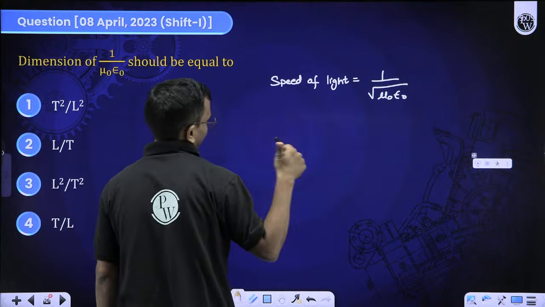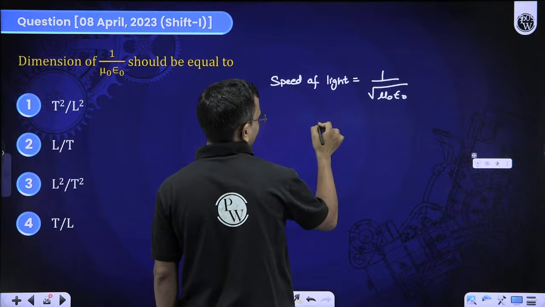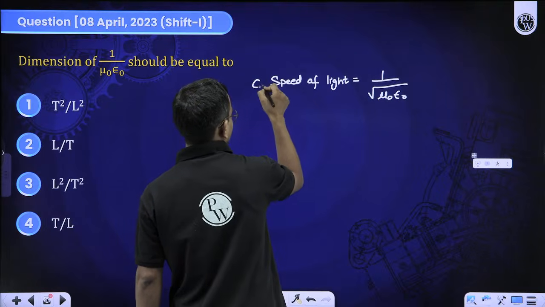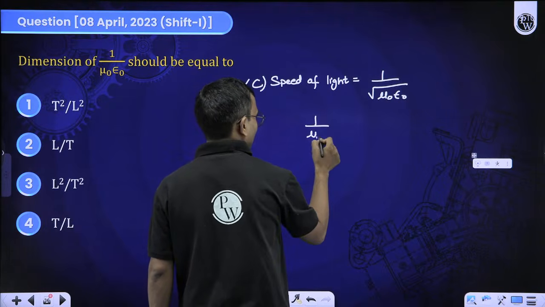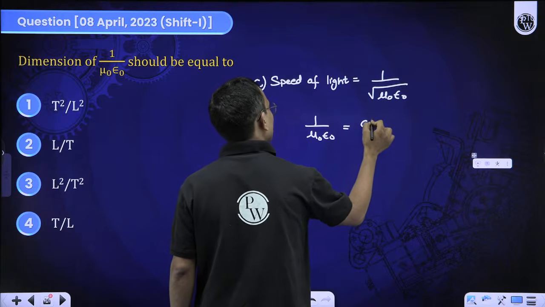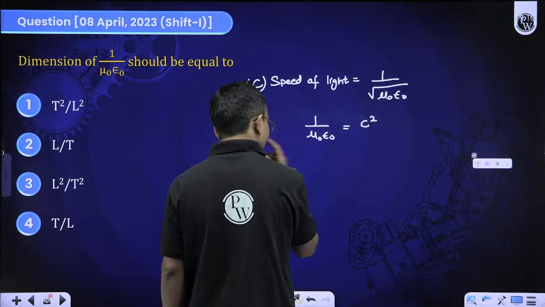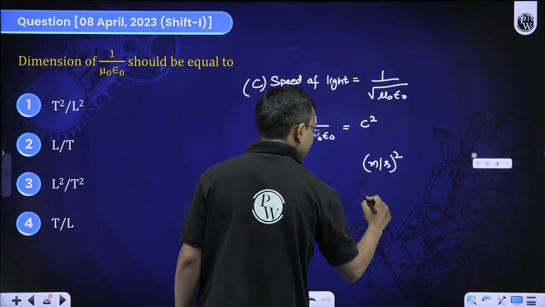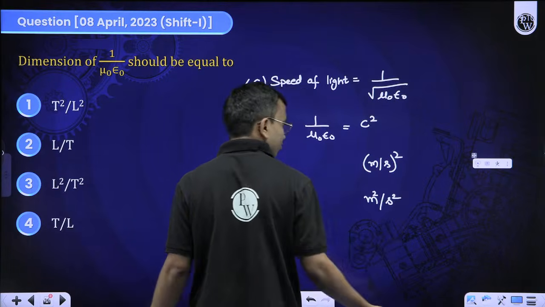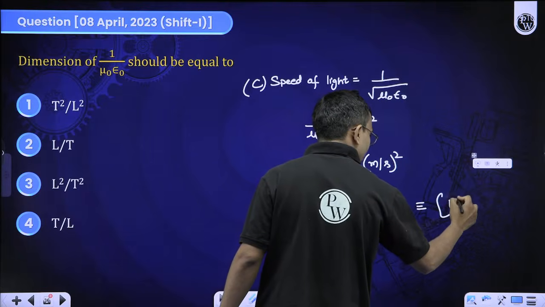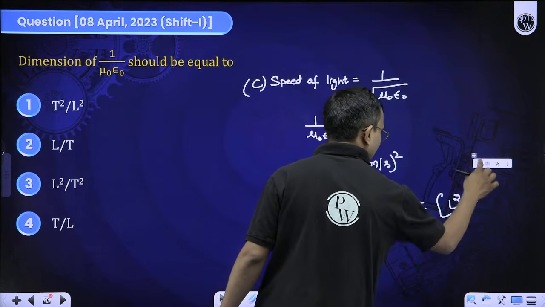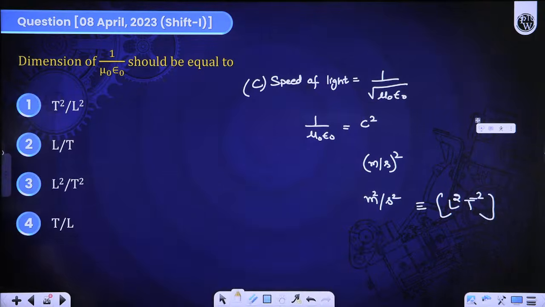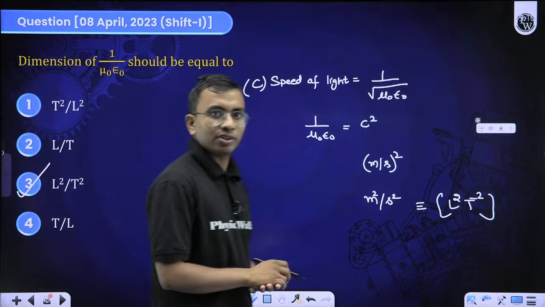Yes, you are correct. So from here, if I write 1 by mu naught epsilon naught, this is my speed of light that I represent with c. So 1 by mu naught epsilon naught will be my c square. What is the unit of c? Speed. Meter per second. So if you do the square, it will become meter square per second square. What will be the dimensions of this? L square T minus 2. Third option. Yes, okay. So that way, easy.